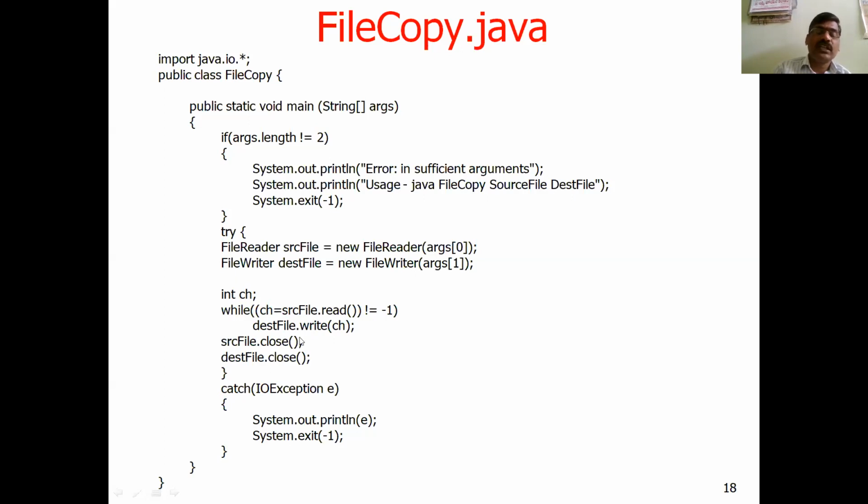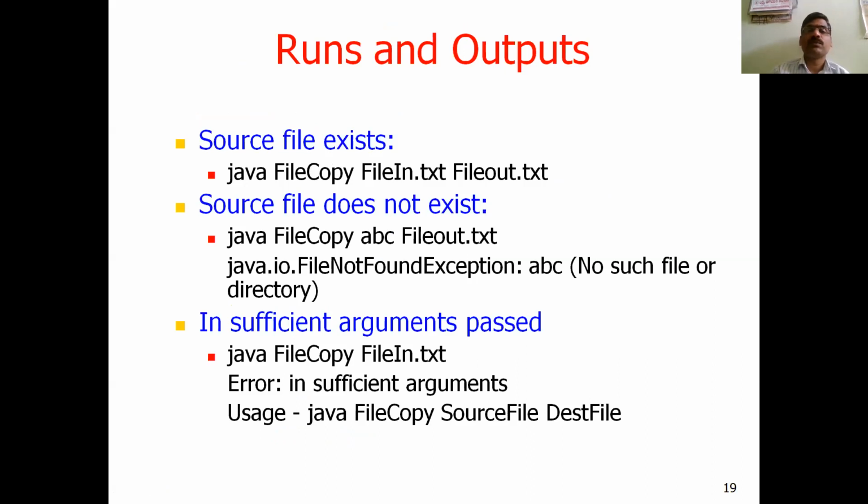Once you reach EOF in the source file, that means you have copied all the characters from the source file to the destination file. Then I will close the source file and I will close the destination file. Then if any IO exceptions are there, catch IOException e, System.out.println e, then we are exiting from this program. System.exit we are using here just to terminate the program with this error code. Fine. So this is the program which demonstrates copying of one file to another file using FileReader and FileWriter. So when you run this program, how we can run and how the output will be displayed.